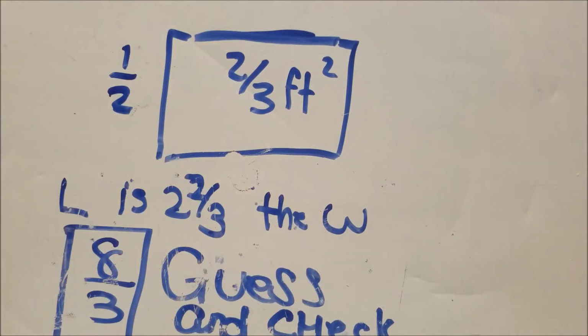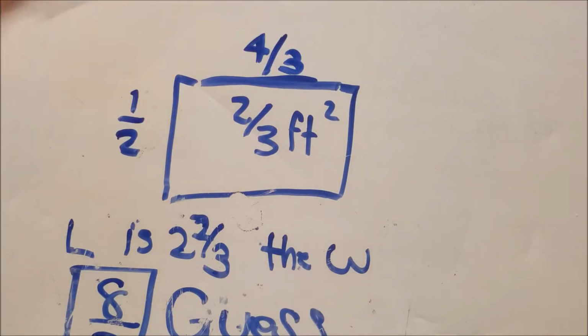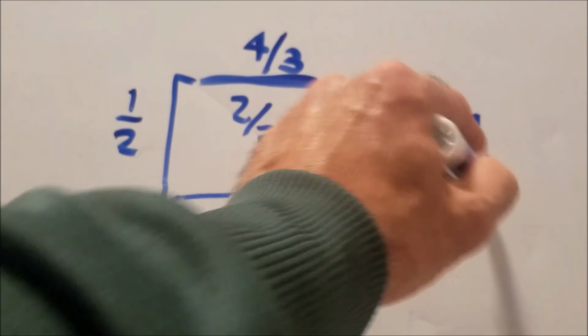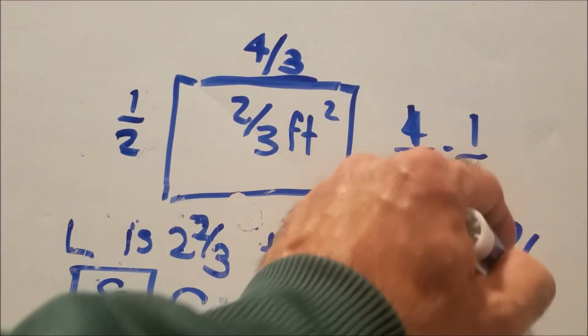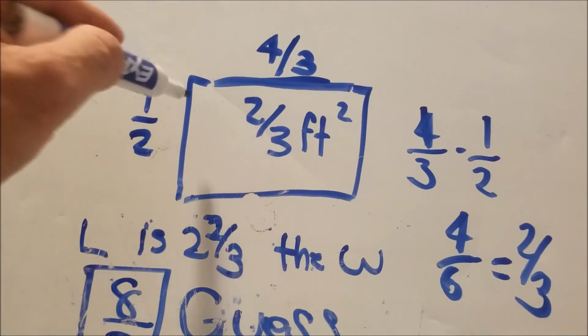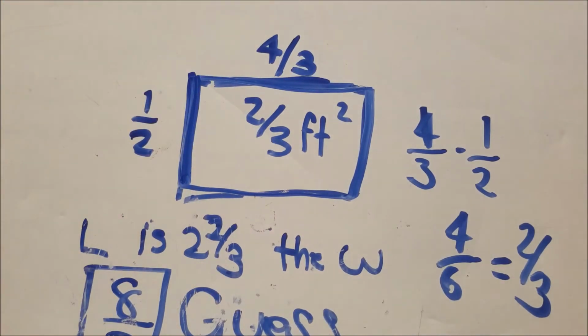We'll bring it up here. Bring that up higher. 4/3 times 1/2 has to equal 2/3, which we showed it did. And we'll do it again just to make sure. 4/3 times 1/2 is 4/6, and 4/6 is 2/3. So this is a 1/2 by 4/3 piece of wood or a rectangle, whatever it is.